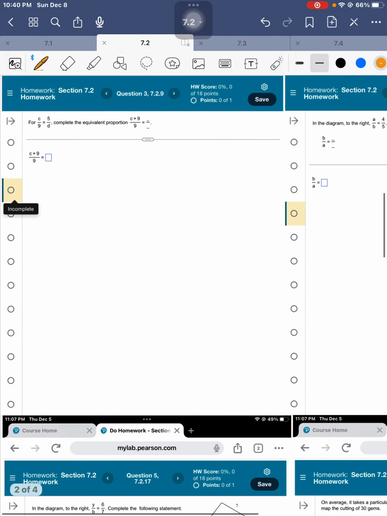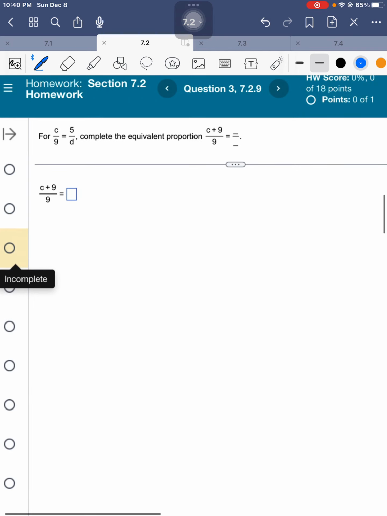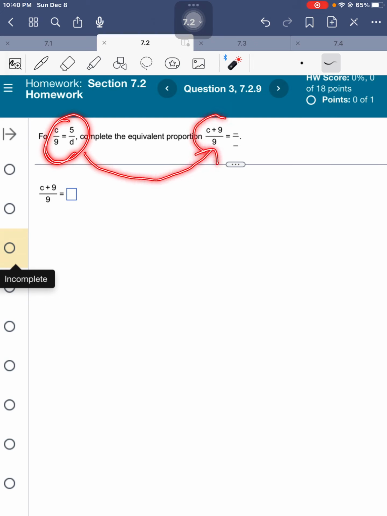All right, so let's do section 7.2. For C over 9 equals 5 over D, complete the equivalent proportion. So it's telling you what happened here, so that this is now the result.